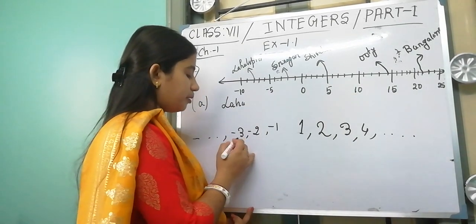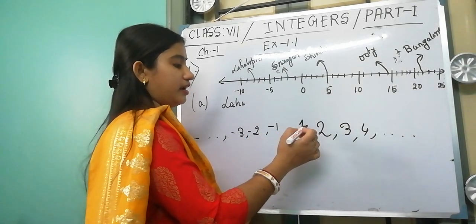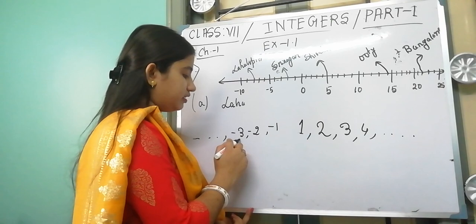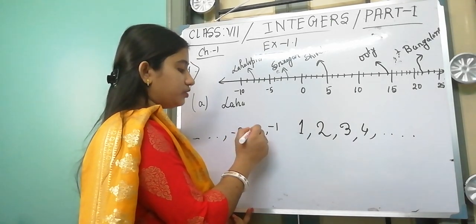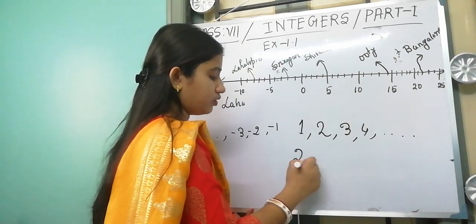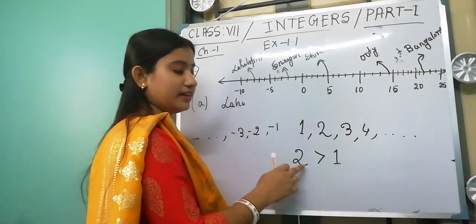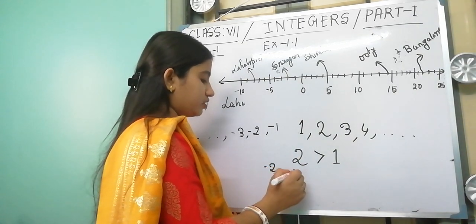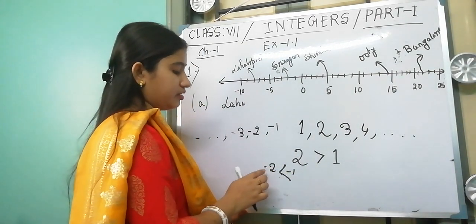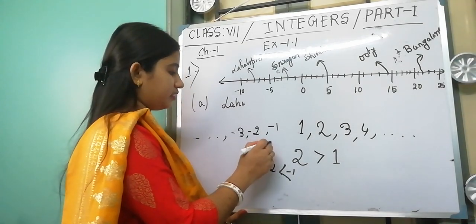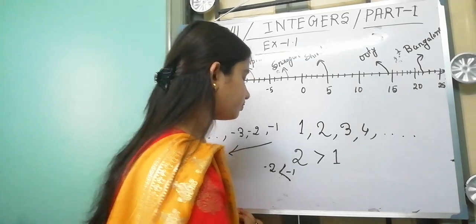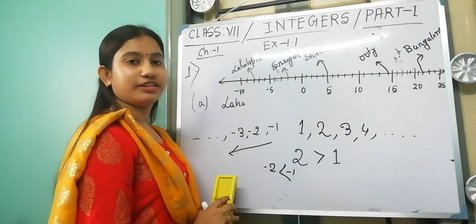So, minus 3, minus 2, minus 1, and here 1, 2, 3, 4, these are in increasing order. So minus 3 is less than minus 2. And minus 2 is less than minus 1. But 2 is greater than 1. When we add the negative symbol, that means minus 2 and minus 1, the meaning is opposite, that means less than. 2 is greater than 1 but minus 2 is less than minus 1. This is decreasing and here this is increasing. So these are negative integers and these are positive integers.